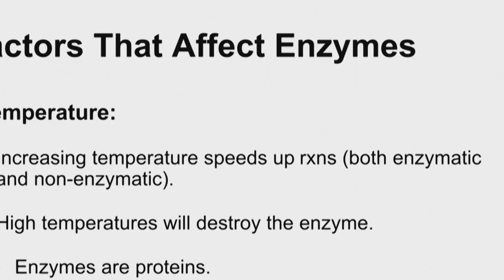So just like we had different factors that affected our reaction rates, we're also going to have factors that influence an enzyme's rate, all right, and its effectiveness. And some of these are going to be the same, but let's take a look at them. So first of all, temperature. So yes, increasing temperature is going to speed up the reaction, right? Whether it's a catalytic reaction, enzymatic reaction, or a non-enzymatic reaction, right? We know temperature is going to increase the reaction rate regardless.